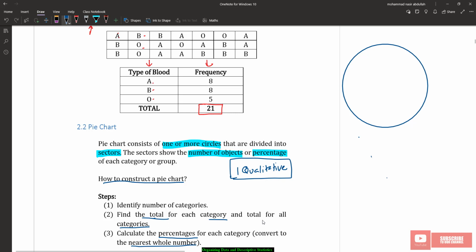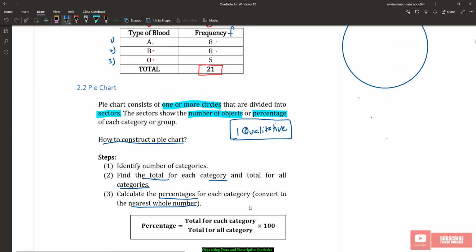So let's look at this one. Type of blood. First step, we already identify the number of categories. So we have 1, 2, and 3 categories. Right? And then we need to find the total for each category, which means we need to find the frequency for each category. For A we have 8, 8, 5. The total is 21. Right? This is how we construct a pie chart.